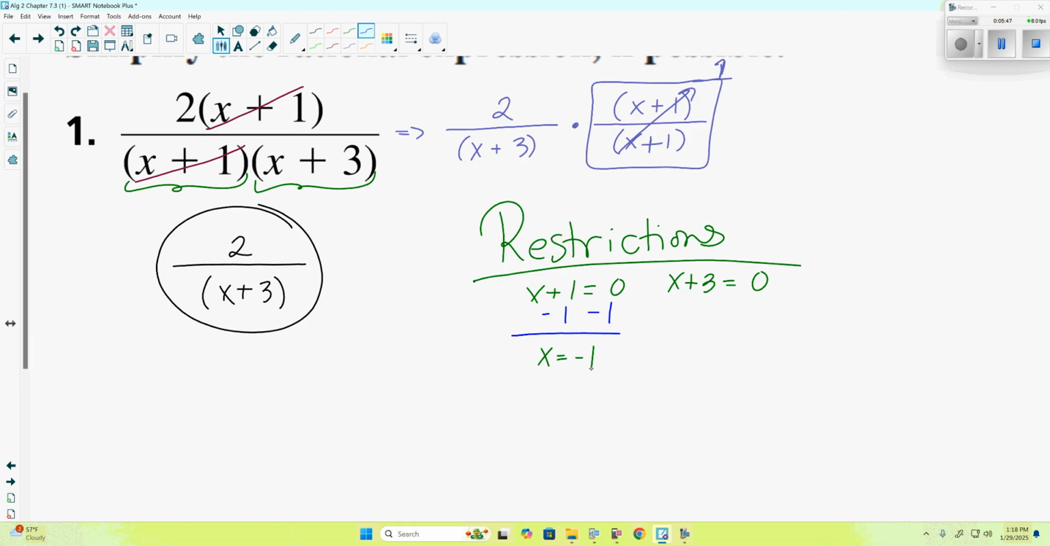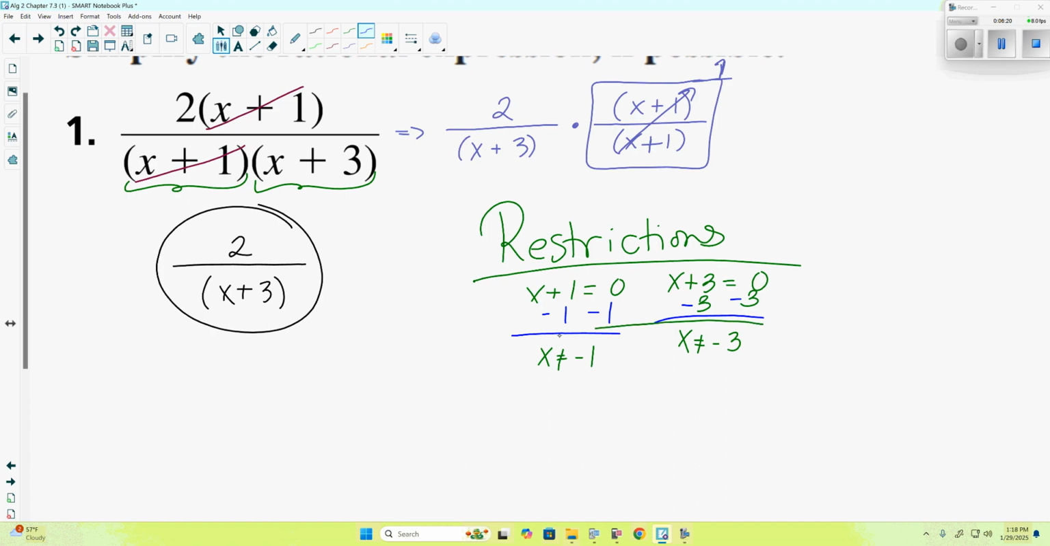So if x is negative 1, our x plus 1 would become 0. So what we can say is that x is not negative 1, and we restrict it. It's a restriction. With x plus 3, we would do the same thing. Solve it by subtracting 3, telling us that if x is negative 3, the denominator would become 0. X can't be negative 1 or negative 3. If we have either one of those, we have a division of 0. It doesn't work. Does that make sense?